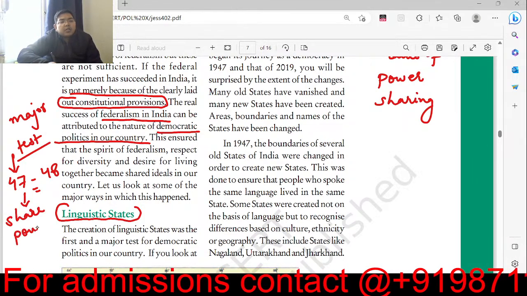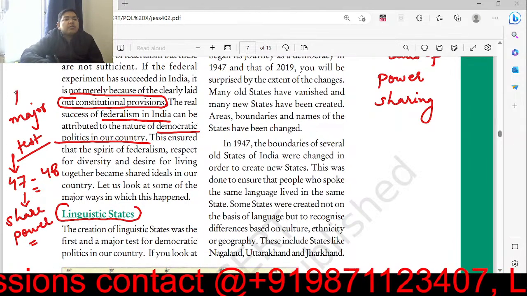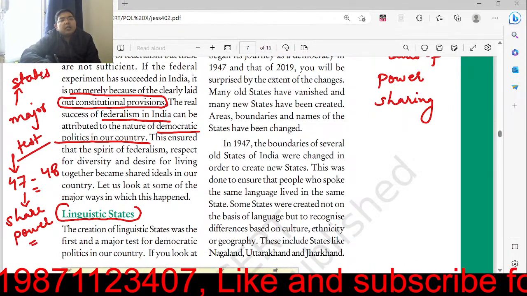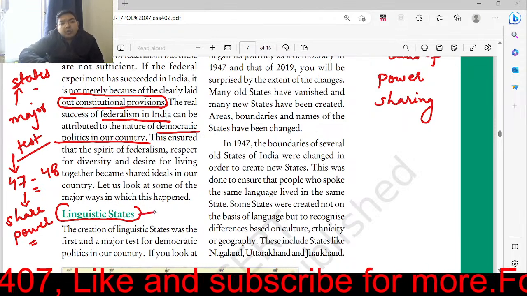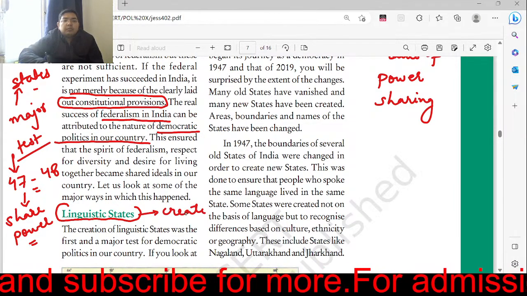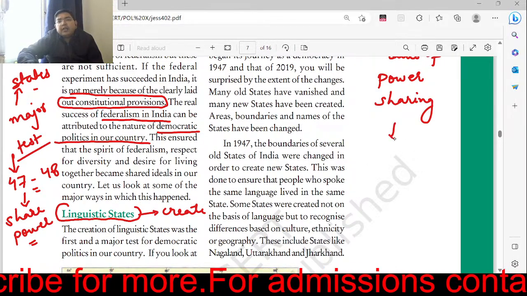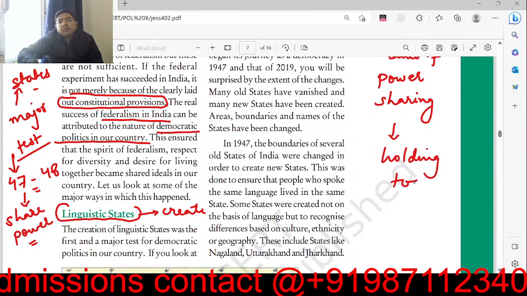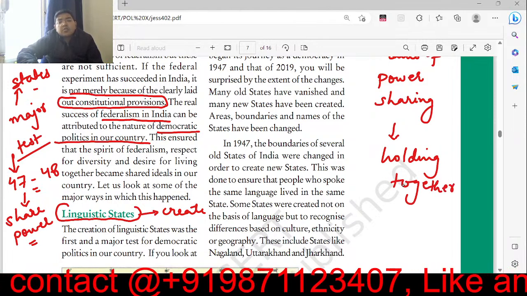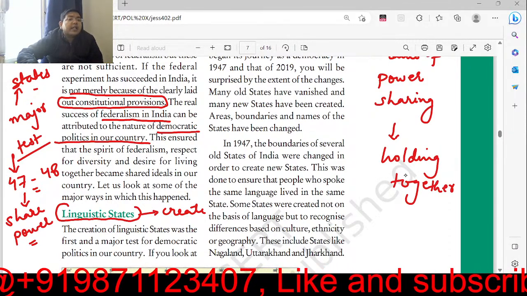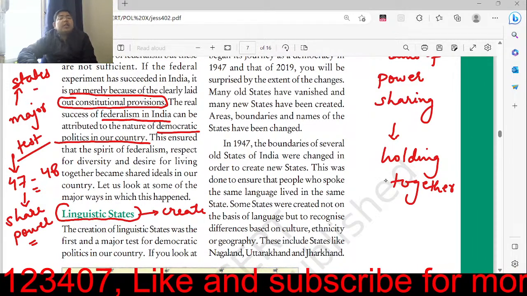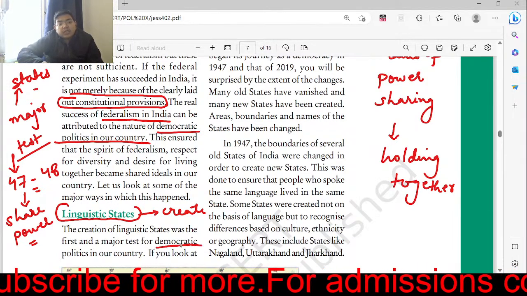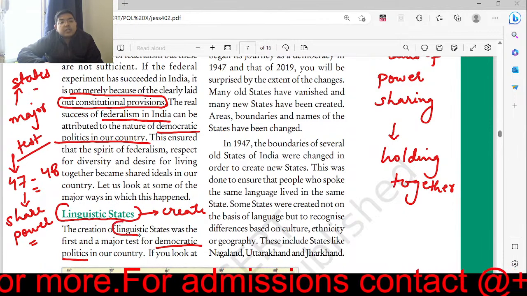When the constitution was drafted, it was clear that we are going to have the concept of states. Now the most important question was how to create those states, because as you all know, India follows the concept of holding together federalism, as we discussed in the last class. So under this holding together mechanism, what should be the criteria to define the boundaries and how to create states? And one of the major tests of our democratic politics in India was the creation of linguistic states.